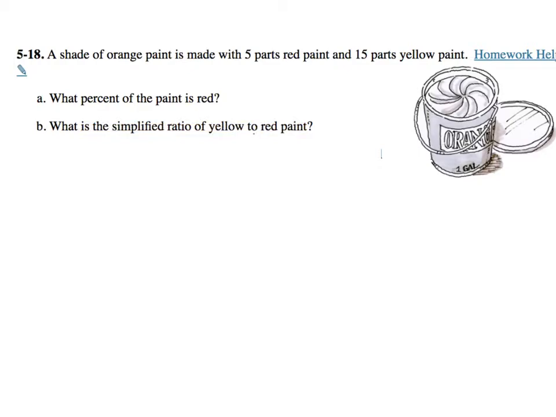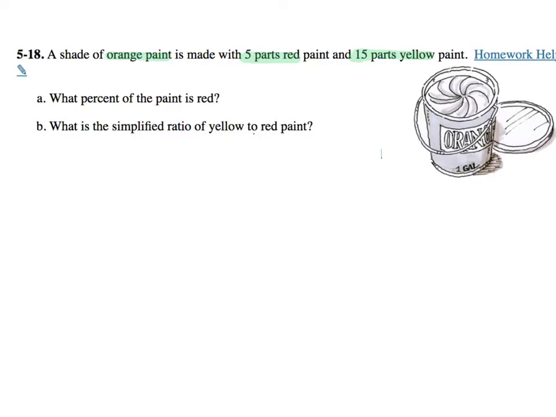So let's go back to the original problem. We know that a shade of orange paint is made. Let's take a look: 5 parts of red, so this is very important, and then 15 parts of yellow. Together, when they say and, they're mixing to make that orange.